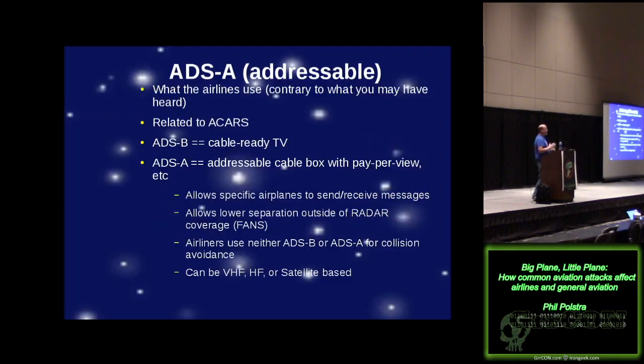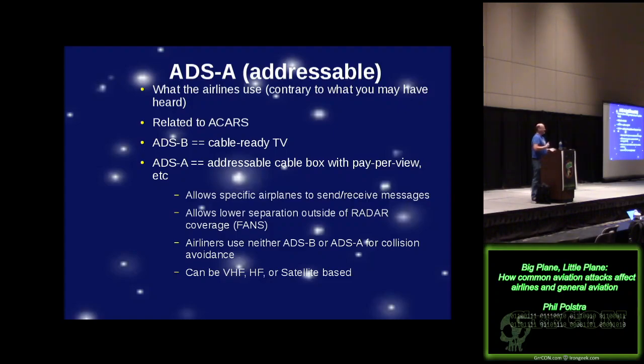A lot of people have heard of ADS-B, but this is not what airliners use. Airliners actually use something called ADS-A, which is addressable. It's related to something called ACARS. ACARS is a messaging system. And it's like this: ADS-B is your cable-ready TV.